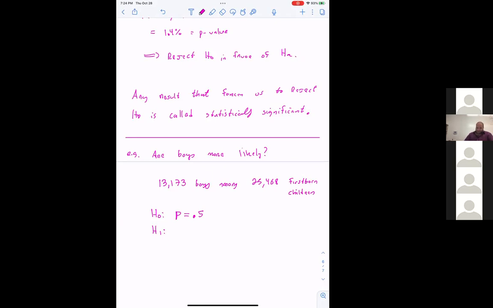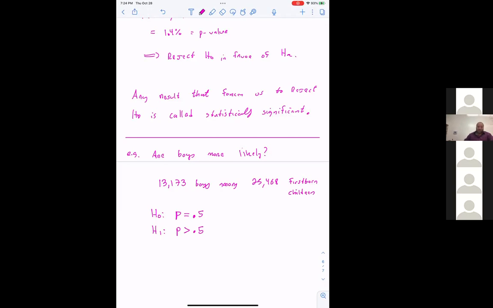And then the H1 would be P is greater than 0.5. This is a one-sided greater than test. We're questioning whether boys are more likely. So is the percentage 0.5, where they're not and therefore it should be 50-50? Or are they more likely? Is P really greater than 0.5?